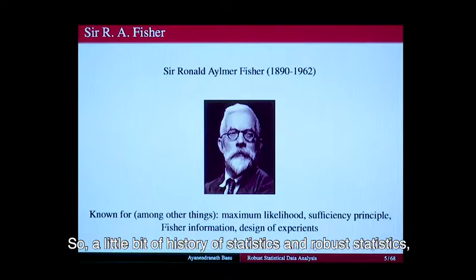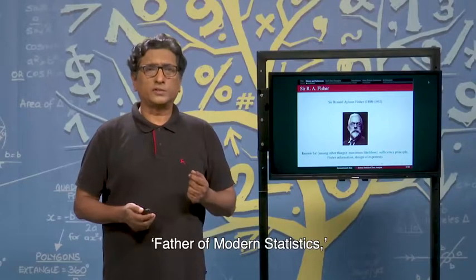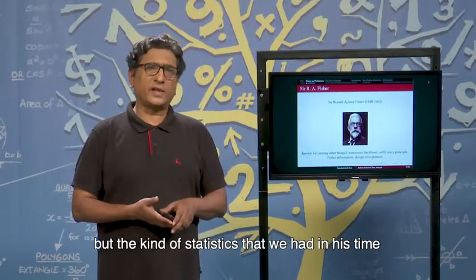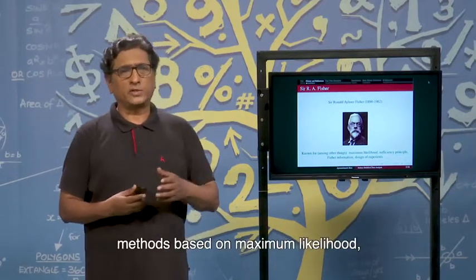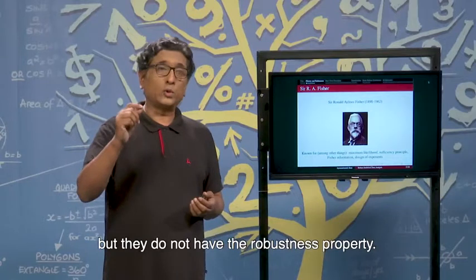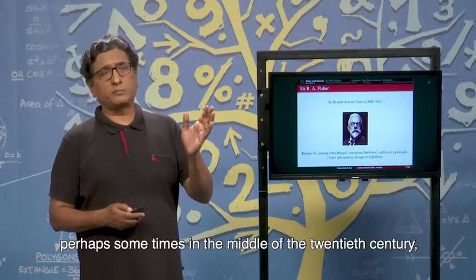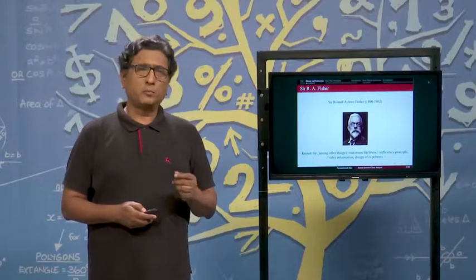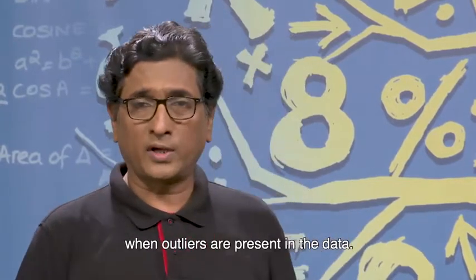So, a little bit of history of statistics and robust statistics. Some of you may know that Professor R. A. Fisher is considered as the father of modern statistics, but the kind of statistics that we had in his time were all classical methods, methods based on sufficiency, methods based on maximum likelihood, which are fantastic methods, but they do not have the robustness property. So, after Fisher, perhaps sometimes in the middle of the 20th century, people started questioning the usefulness of classical methods when outliers are present in the data.